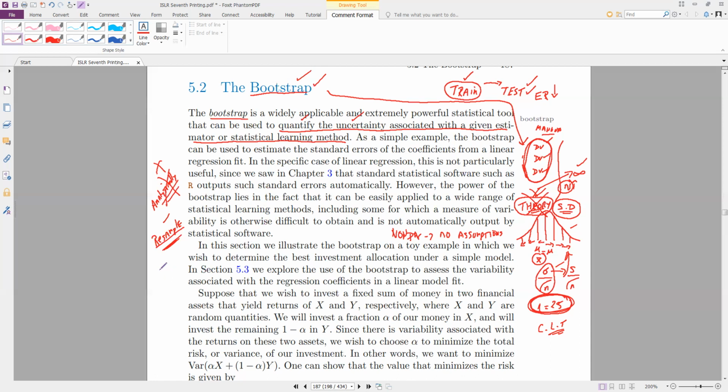Because what you're going to do is take that population, right? You're going to take that population and resample from that population. Now, why would you want to resample from the population?